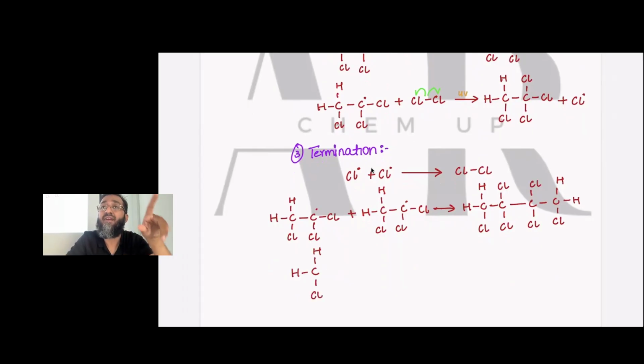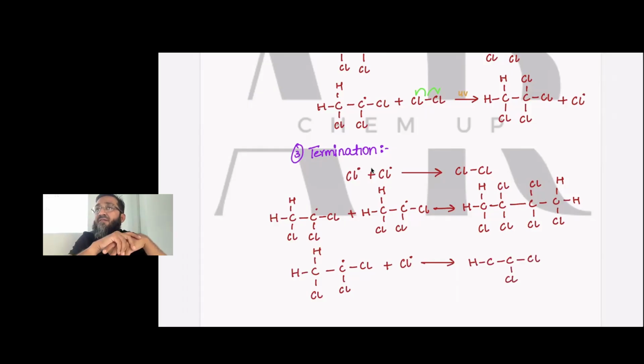Both the organic radical and the chlorine radical, we will show all the possible combinations of both of them. One reaction where two chlorine radicals join, one reaction where two organic radicals join with each other, and then one reaction where one chlorine radical and one organic radical join with each other.